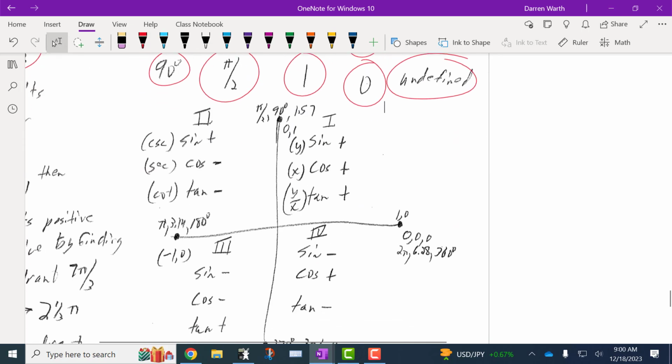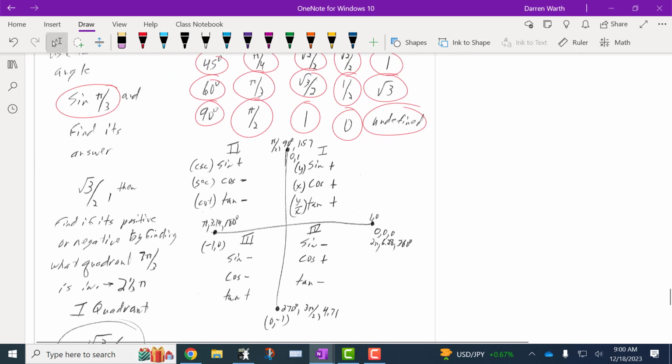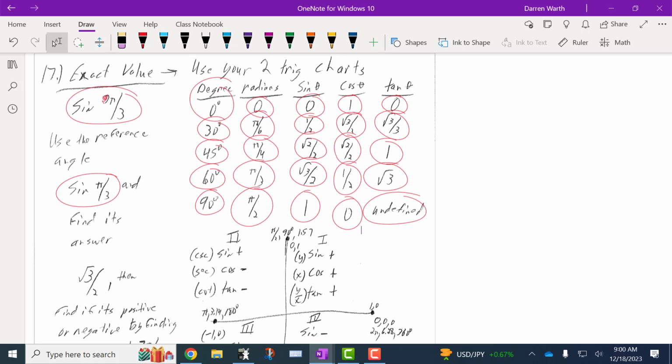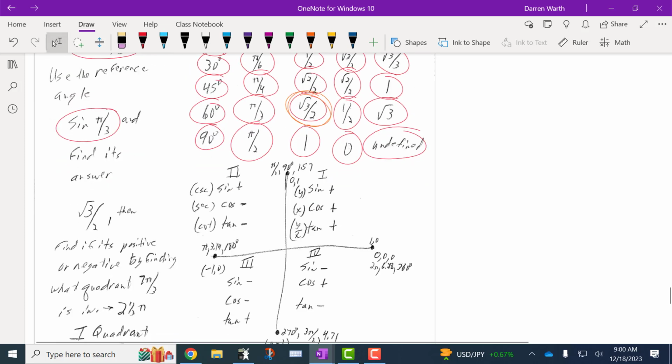And then just remember your other chart. We've been through this other chart where all the sine and cosine values are located. So I'm going to go ahead and find the sine of pi over 3. And when I do that, notice that is going to be the square root of 3 all over 2. Once I've got that answer down, then I have to find out if it's positive or negative by finding out where 7 pi over 3 ends up in my quadrant.